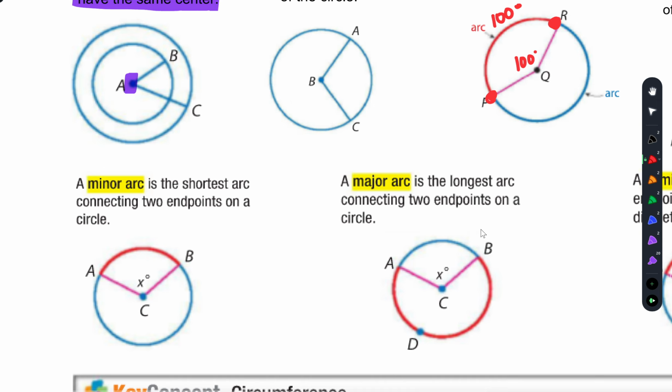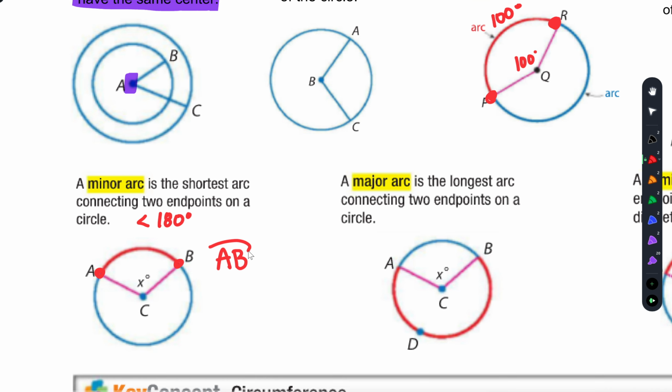We have a bunch of different kinds of arcs. We have minor arcs. Minor arcs are arcs that are less than 180 degrees. Okay, so smaller than a semicircle. And when we talk about minor arcs, to denote that something is a minor arc, we usually name it with 2 letters. So the 2 letters, I would call this arc AB.